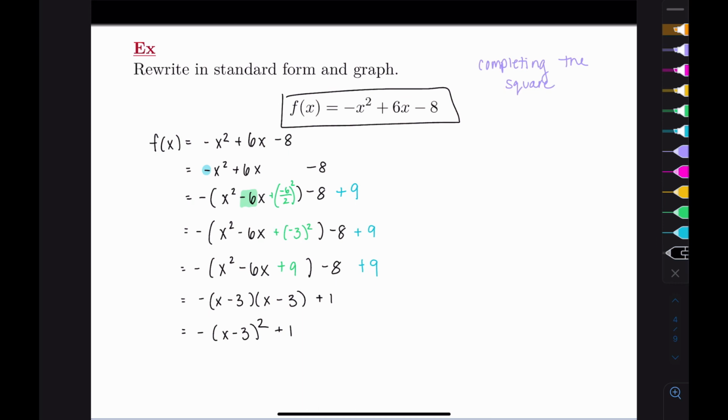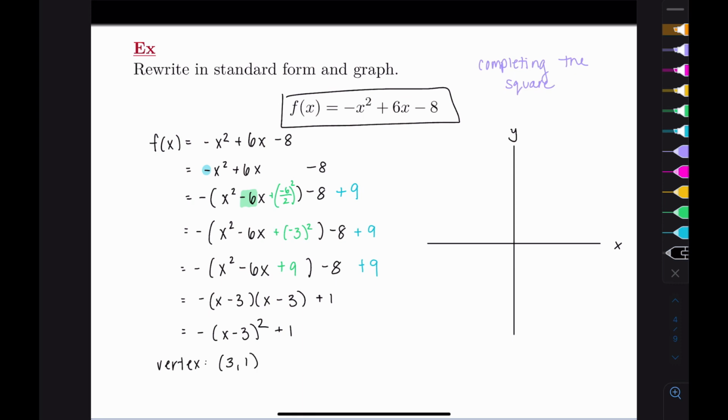Either way is going to work, and I'm going to do an example that does it both ways so you can kind of pick and choose which method you want. But from here, now that I have this thing in standard form, I can get a pretty good graph of what's going on. Our vertex is going to be at 3, 1.